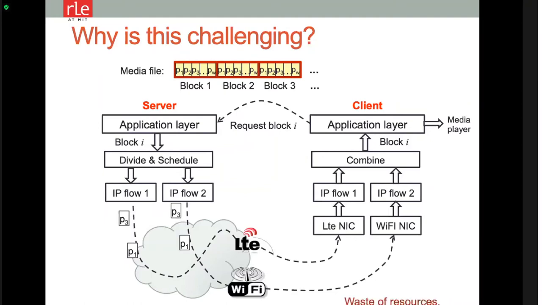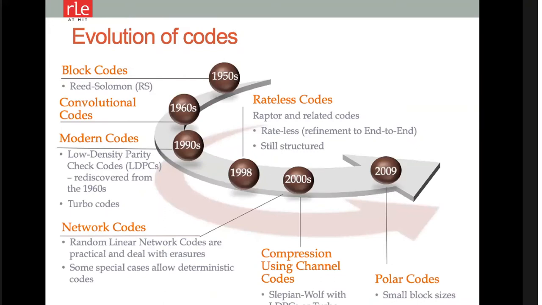The problem here is, when both are going, I'm really wasting resources because I'm getting packet one twice, packet two twice, and so on. But moreover, suppose that the second packet gets lost on both communications. I got two copies of packet one, but that doesn't do me any good because I'm still missing packet two. So how do we deal with this? Well, we deal with this generally with coding.